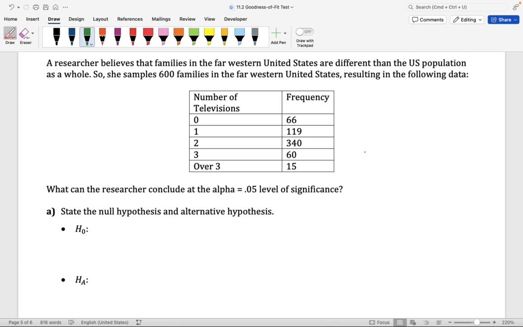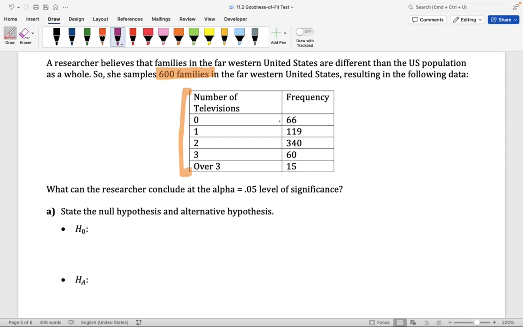Now, a researcher believes the families in the far western United States are different than the US population as a whole. Okay, so here comes the challenger. The researcher went out and randomly selected 600 families in the far western United States. So that is going to be our sample size. We have the results from these 600 families on the table below.